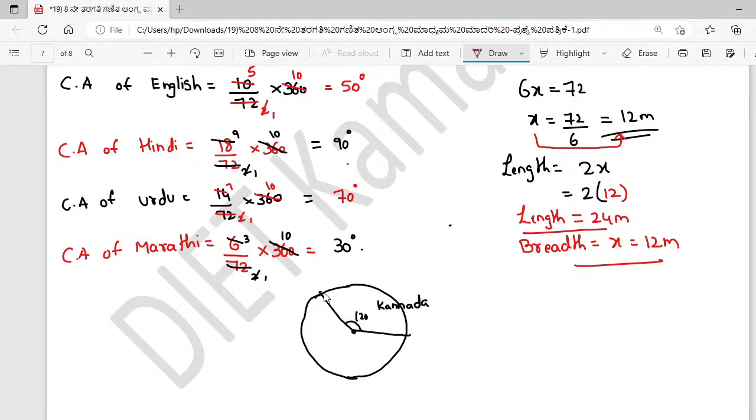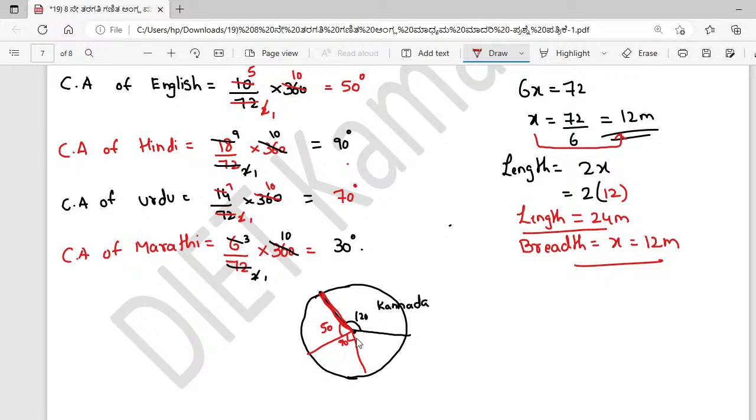Now place your protractor on this line I have drawn in red. This will be the base of your protractor, and you measure the central angle of English, which is 50 degrees. This is just the rough figure I am using. Next is Hindi, which is 90 degrees, so it will be the straight one.